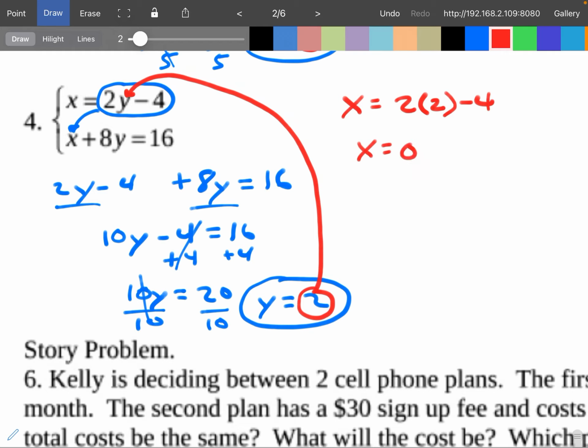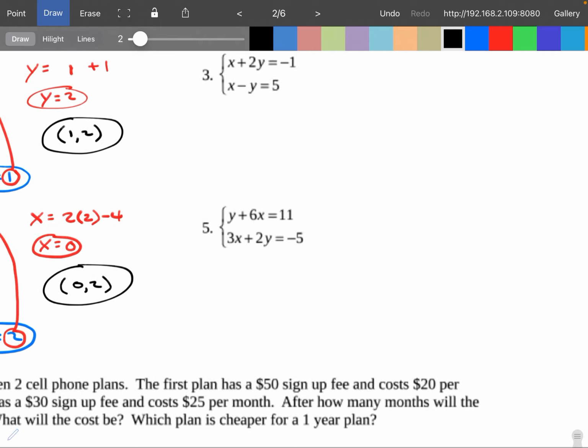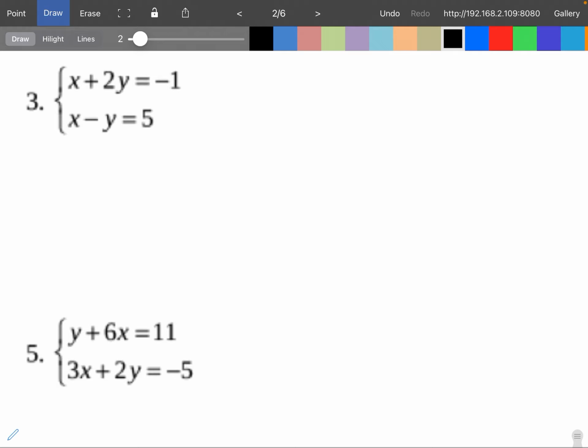So then that top equation would become x equals 2 times y minus 4. So we got 2 times 2 minus 4. What's that? 0. Yeah, good. Good, Damien. Yeah, that's 0. So there's the other half of my solution. So now I have my x coordinate and my y coordinate. So my solution is at the point x is 0, y is 2.